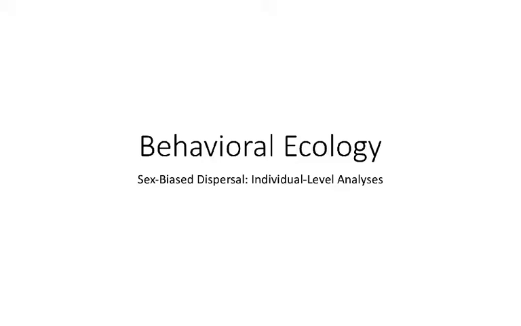In the last video, we talked about ways you can identify sex bias dispersal by comparing populations. And here in this video, we're going to talk about ways you can use individual level analyses to determine whether sex bias dispersal is happening or not. In other words, you can look at an individual compared to the population as a whole, and in that way, determine whether sex bias dispersal is occurring.